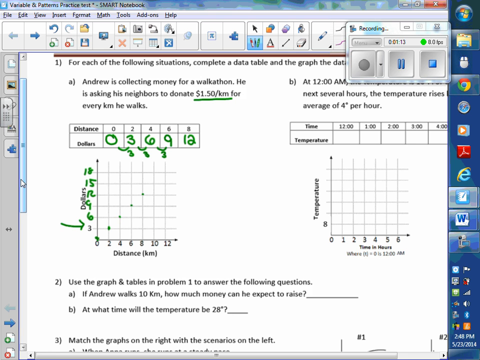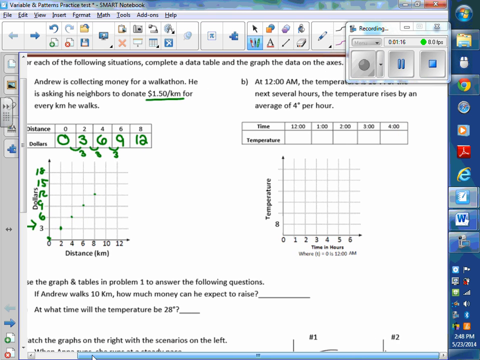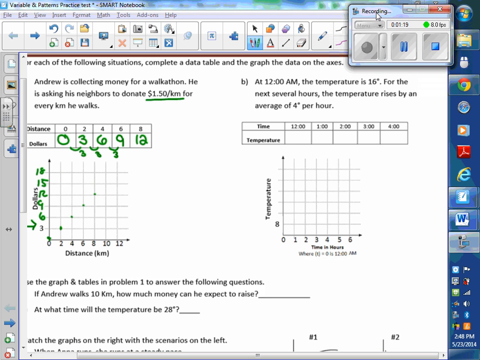Okay? So over here, you have the temperature problem, and it says at 12 a.m., that's like midnight, the temperature is 16 degrees. From there, for the next several hours, the temperature rises by an average of 4 degrees per hour. So this is going to be 20, 24, 28, 32, right? So if you were going to draw that graph, since this is set as 8, this has to be 16, that has to be 24, that has to be 32, and so on and so forth. This has to be 40.